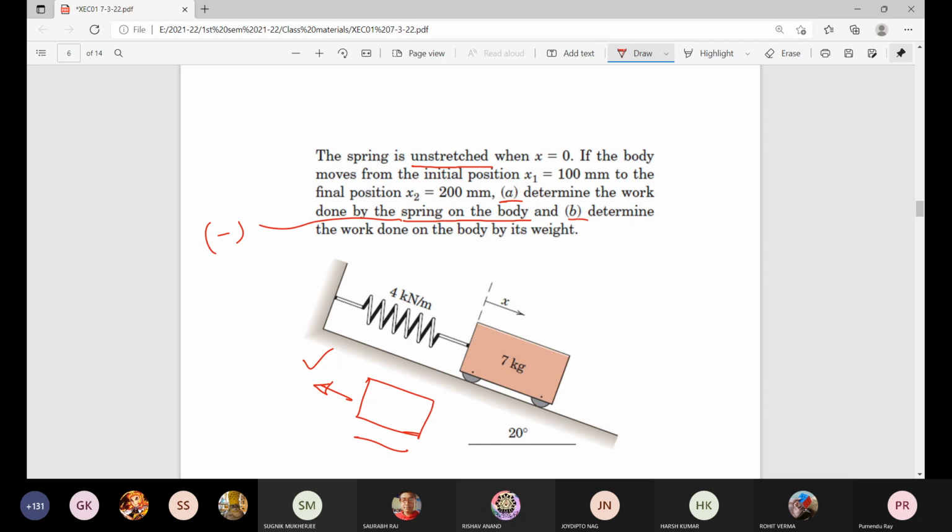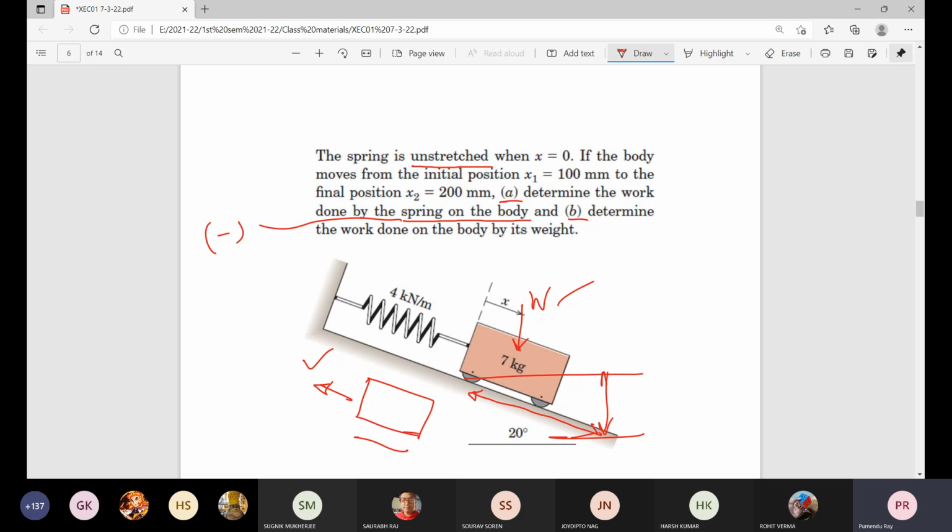And next part, determine the work done on the body by its weight. By its weight means positive, it will be positive, m g sin theta into d. It is traveling downward. So that displacement multiplied by sine 20 degree, that multiplied by W, or what you can do, that W to be resolved along this 20 degree, that is W sine 20, that multiplied by D, ultimately that dot product.